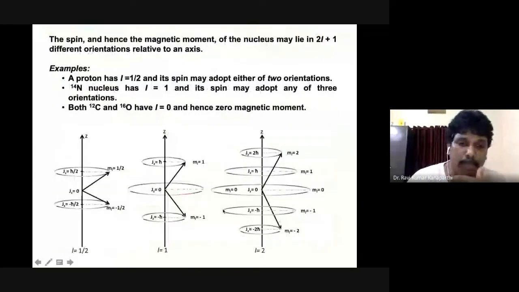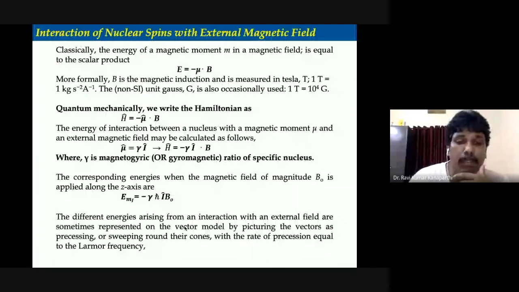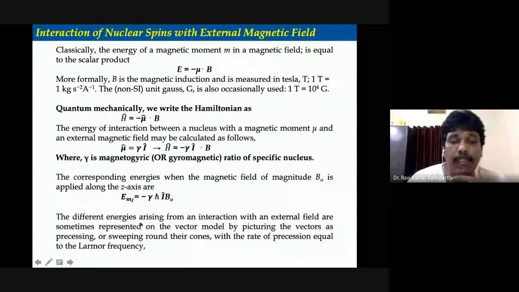In this previous expression, if you want to know the energy of this system and the energy of a particular orientation, you can substitute the value of I in this expression, and accordingly we can have different energy levels.